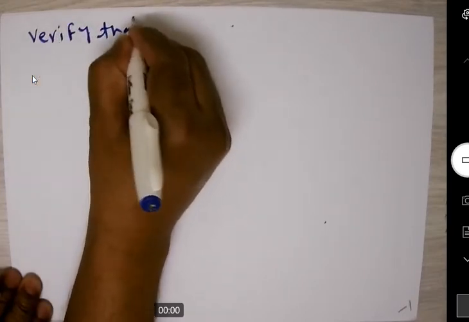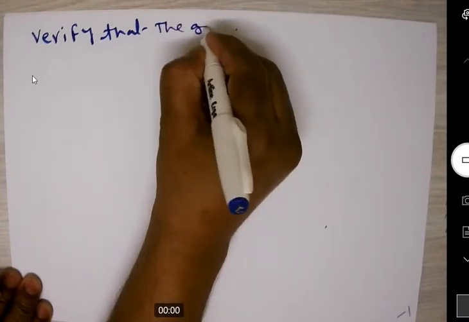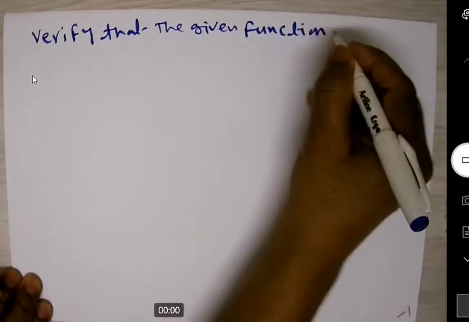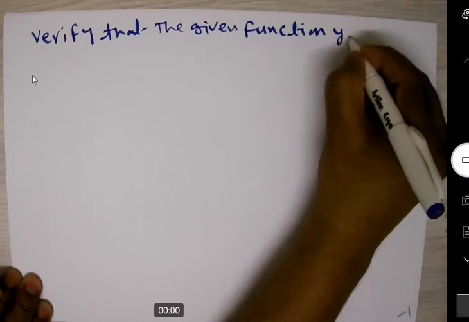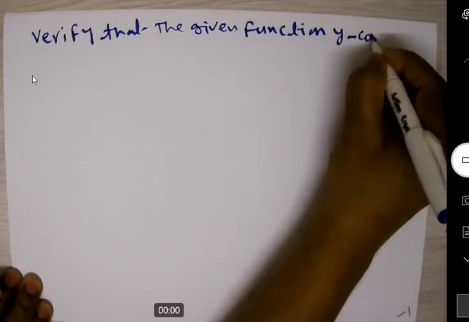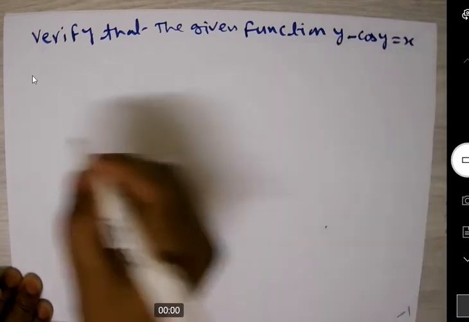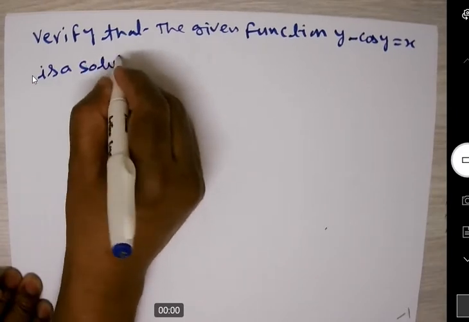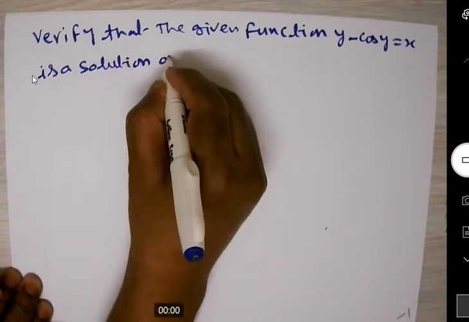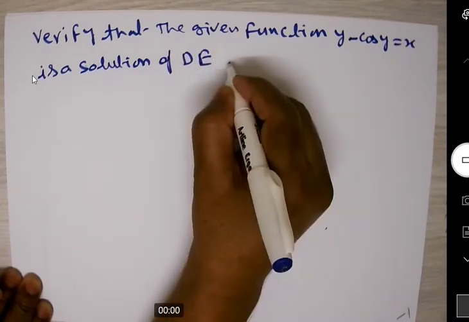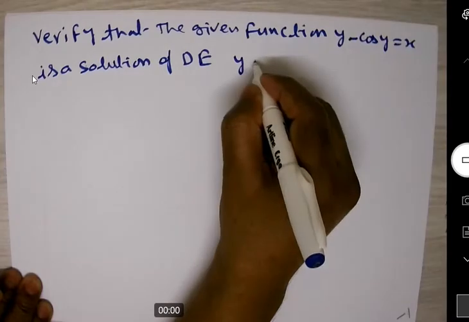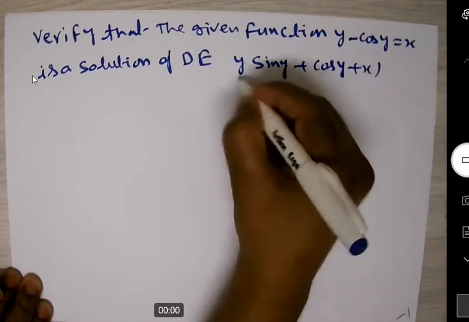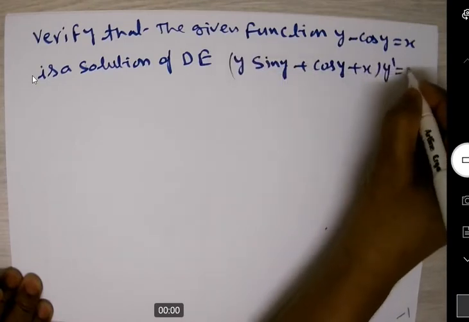Verify that the given function y minus cosine of y equal to x is a solution of the differential equation y sine y plus cosine y plus x into y dash is equal to y.